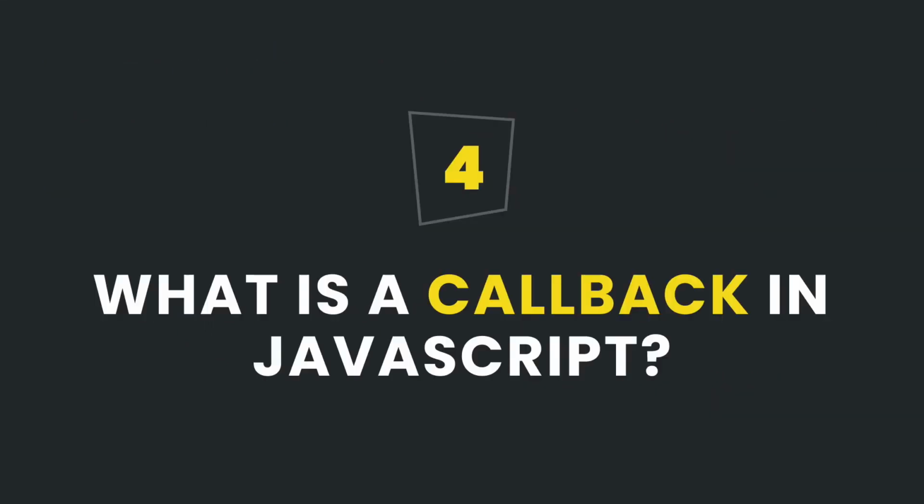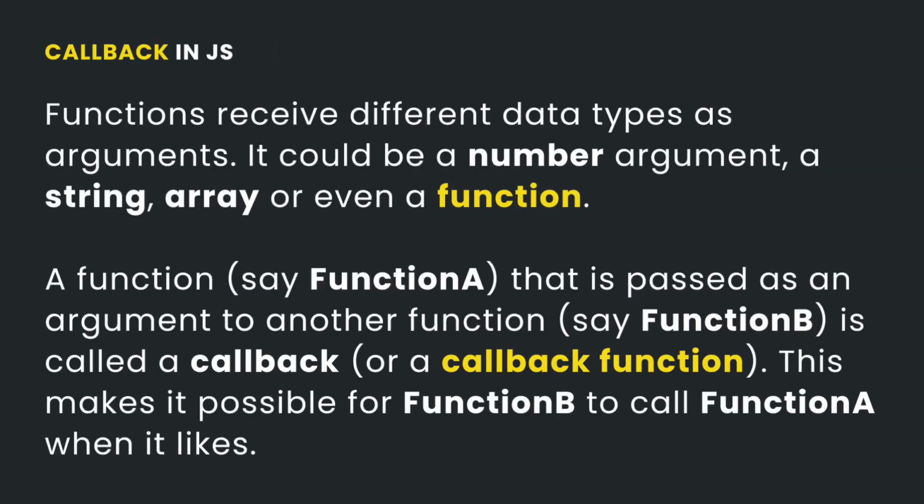The fourth question, what is a callback in JavaScript? Functions receive different data types as arguments. This argument could be a number, it could be a string, it could be an array, or it could even be a function. A function, say function A, that is passed as an argument to another function, say function B, is called a callback function. And this makes it possible for function B to call function A whenever it likes.